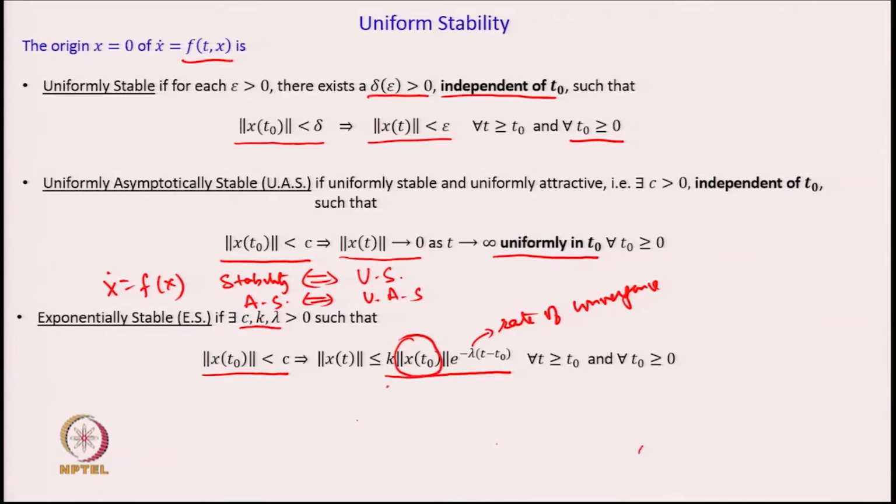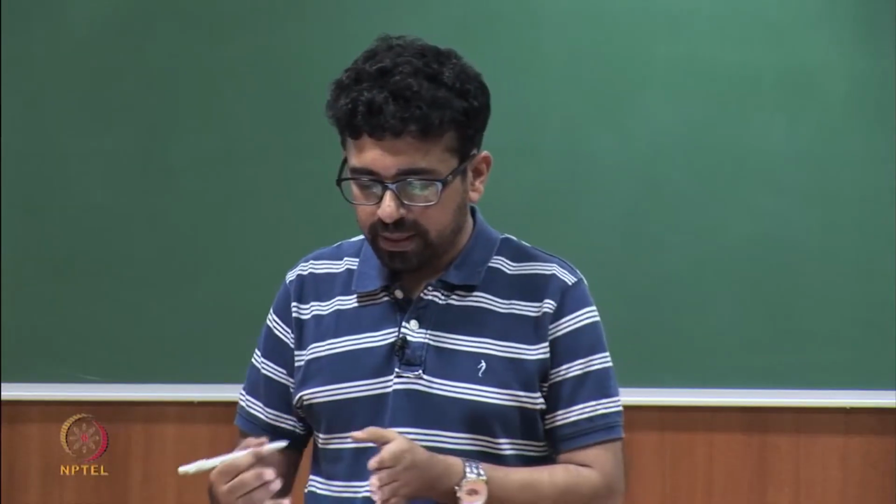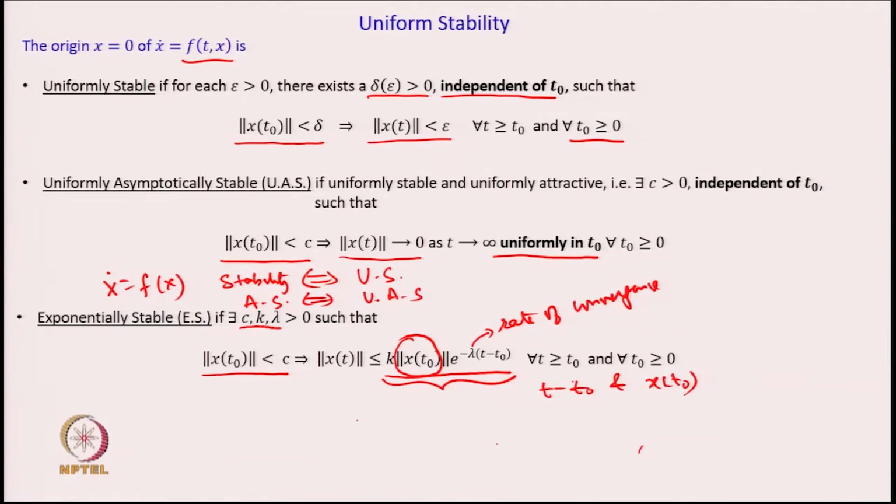So, as we can see here, this term is not explicitly dependent on t naught, rather it is dependent on t minus t naught and x of t naught. So, what we can conclude from here is that exponential stability implies uniform exponential stability. When we say the equilibrium point is exponentially stable, it implies that it is uniformly exponentially stable, because the definition itself is independent of the initial time t naught.